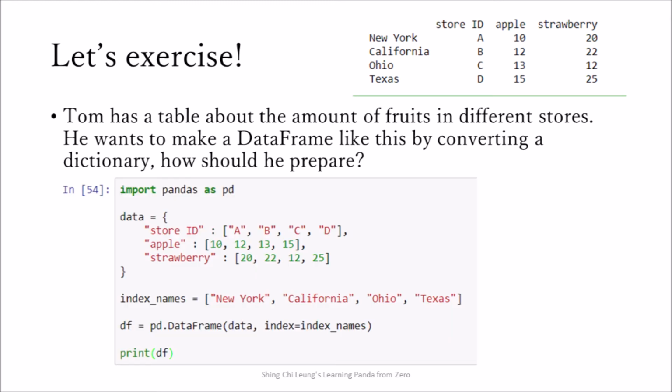Here is my solution. We will first import the library and set up the dictionary which contains the column names and data. And then we define the index name in a list. Then we create the data frame by passing the data and index name. Once we print the data frame, we should get the output from the Jupyter Notebook that looks like the sample on the top right corner.